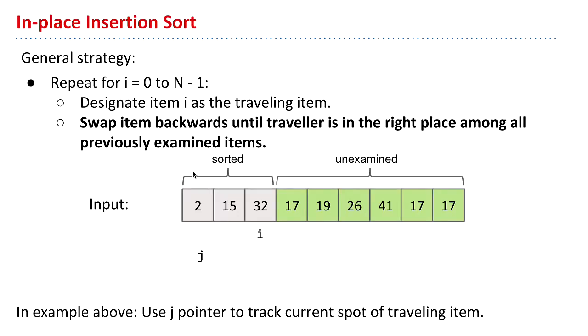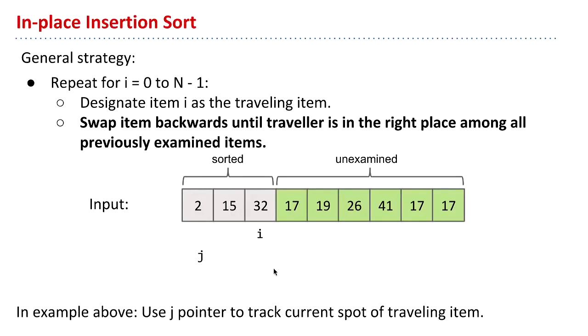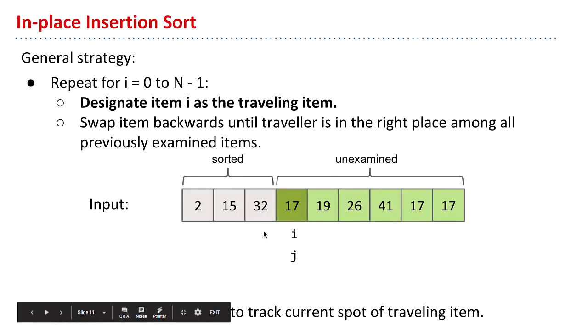Well, I didn't say it out loud, but this right here, saying that some part of the array is sorted, that's our invariant. So we have the sorted side, which should always be in sorted order once a step is done. So now who's the new traveler? 17, and how do you know? It's I plus 1. That's why we kept I around, okay? So we get up to 17.